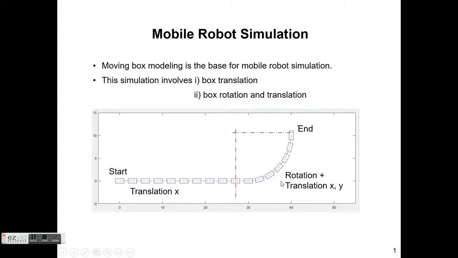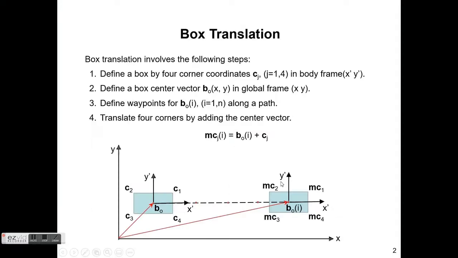Right, so here. How are we going to do this? The first one is for box translation. It involves 4 steps, and the first one is to define a box by 4 corner coordinates, Cj, where j is from 1 to 4, in the body coordinates. These are body coordinates, x prime, y prime. You have 4 points, C1, C2, C3, C4. You define them. And then the second step is to define a body center vector, B sub 0, which is this one here. That's in the global frame, so x and y.